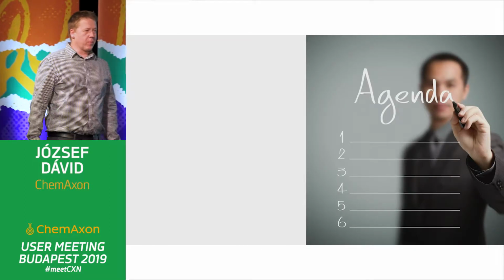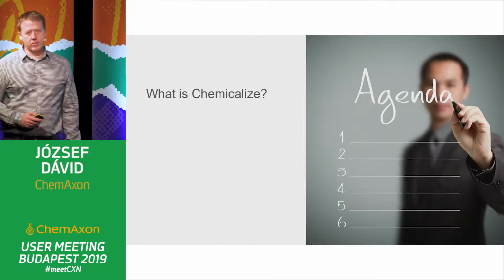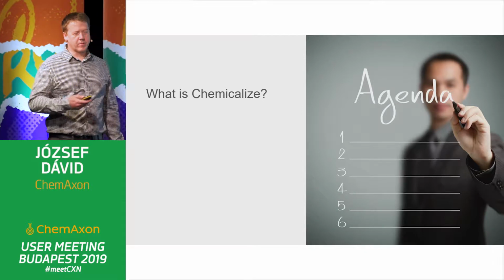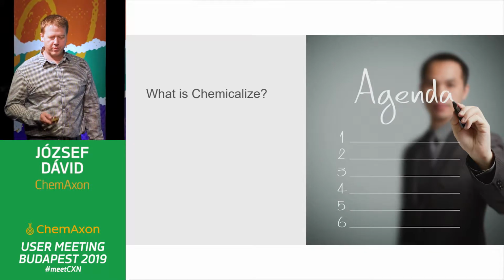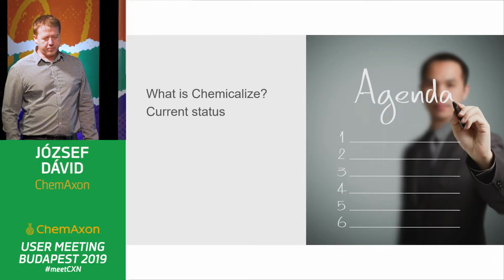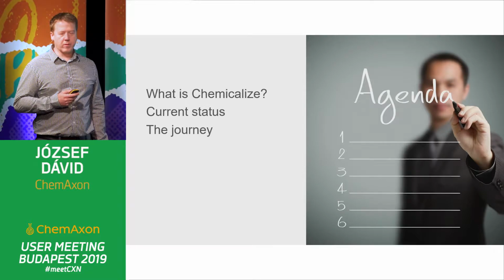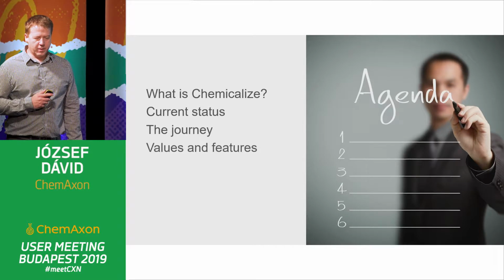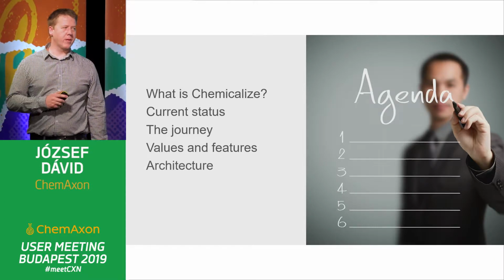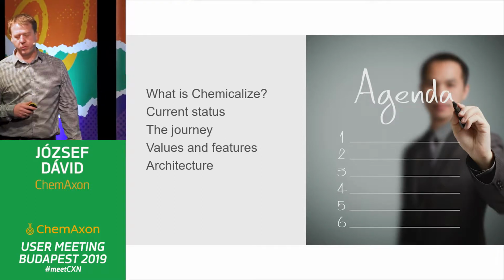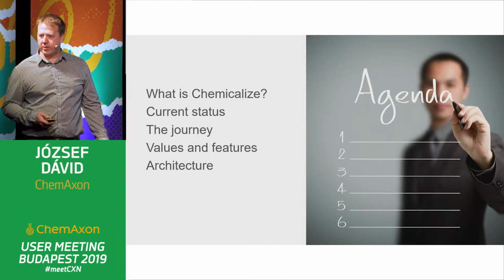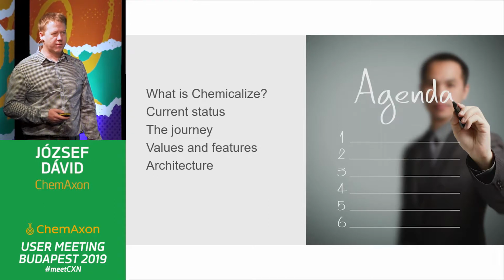Let me just tell you something about the agenda. First of all, I'd like to clarify what Chemicalize means, so what we understand under this name. That's a service, by the way. The status where we are with this tool. Also the path, how we reached that state where we are. The values, or the benefits, we try to give you using this tool, and what architecture we use to support this service, which is a cloud service, so it requires 24/7 operation, and it has challenges.